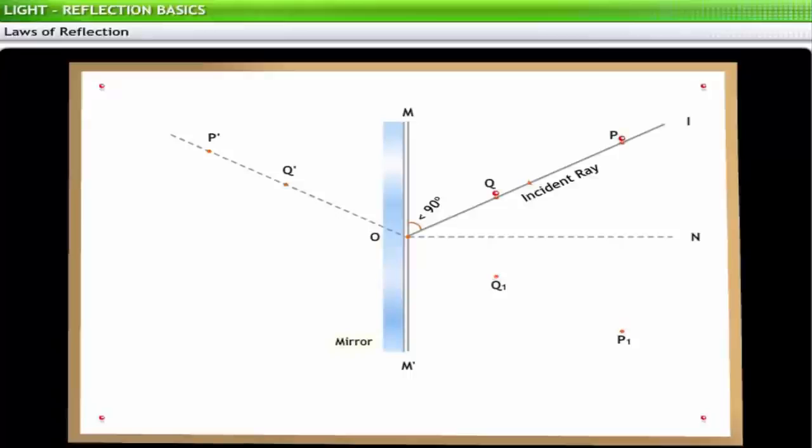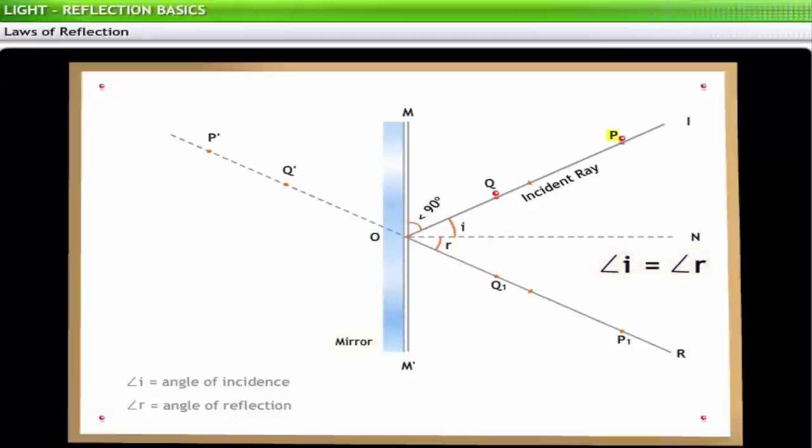Remove the pins and draw a line OR passing through P1 and Q1 to represent the reflected ray. Now, if you measure the angle of incidence ION and the angle of reflection NOR, you will find that angle I is equal to angle R, and P, Q, P1, Q1, N, and O lie in the same plane.